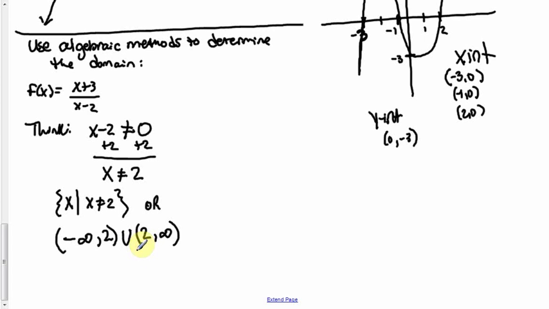Okay? This is easier, but I'm not sure which way they're going to ask you to write it. This U is a union symbol. So you're saying I'm uniting this interval with this interval as my answer. And this interval contains all the numbers from negative infinity to 2, and this interval contains all the numbers from 2 to infinity, but neither one of those intervals contain the number 2.